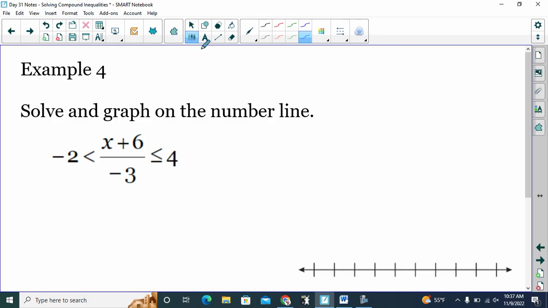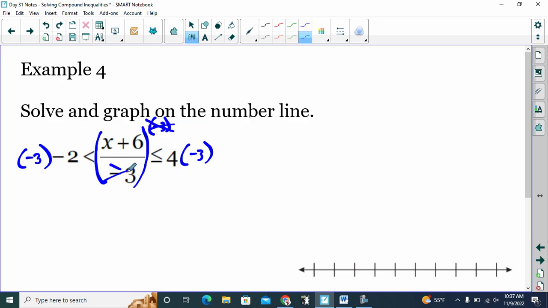So taking a look at what's happening to our x, we're adding 6 to it, and then we are dividing by -3. So the first thing I need to undo is that divided by -3. I can undo division by multiplying times -3. Those will cancel. If I multiply the middle by -3, I have to multiply this side by -3, and I also have to multiply this side of the inequality by -3.